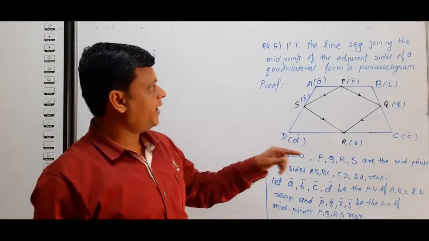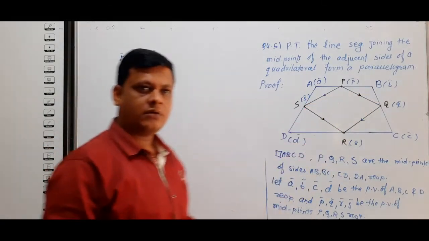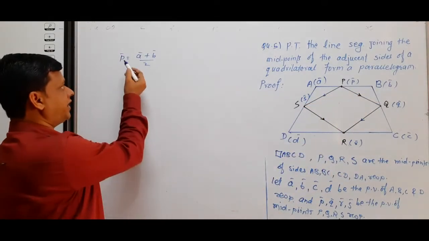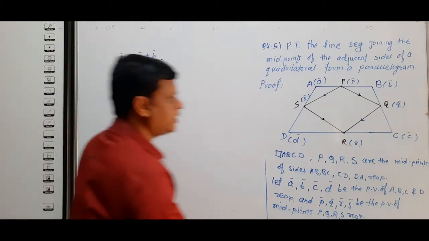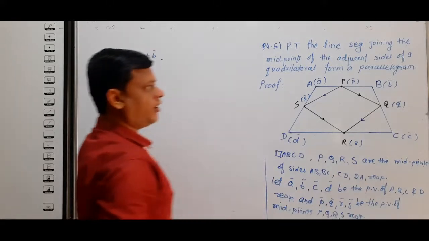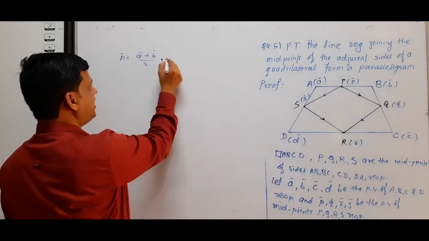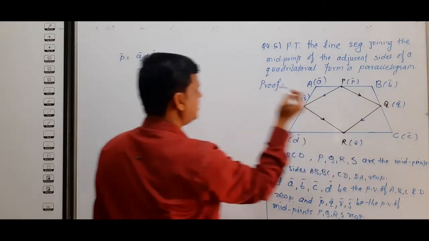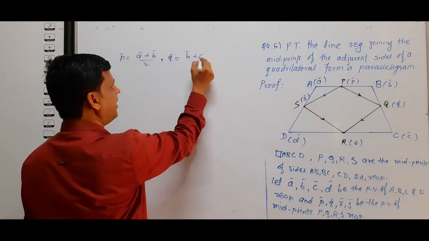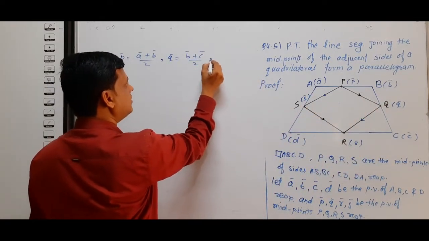Since P is the midpoint of segment AB, we use the midpoint formula. So we write P bar equals A bar plus B bar upon 2. Q is the midpoint of side BC, so by the midpoint formula, Q bar is equal to B bar plus C bar upon 2.